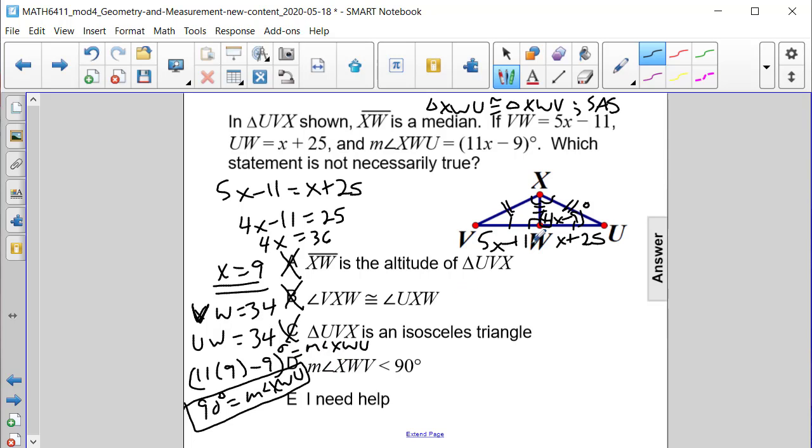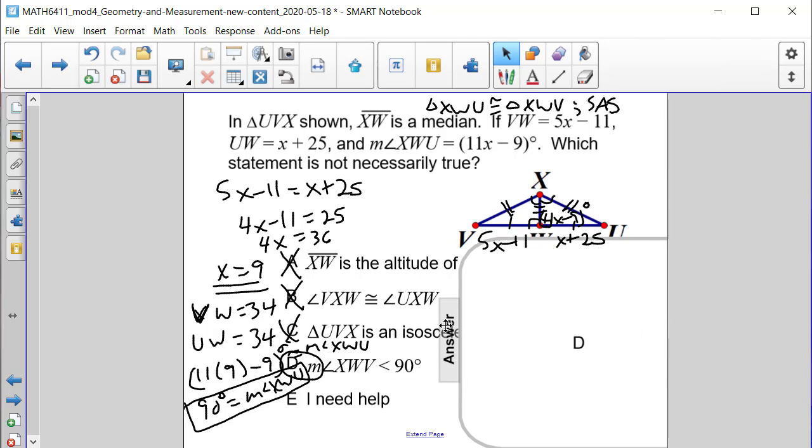Choice D, the measure of angle XWV is less than 90? Well, that one's definitely false because we found out that it is 90 degrees, which is why answer choice D is the correct answer here as the only false statement.